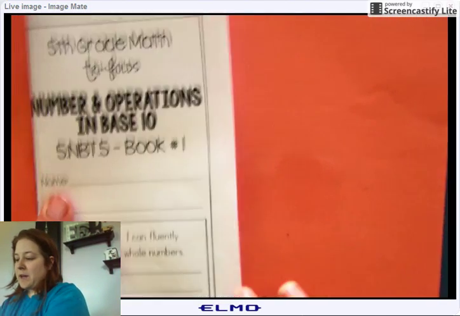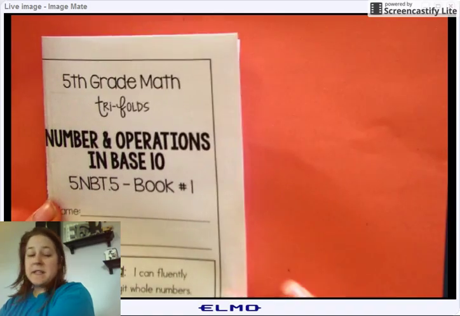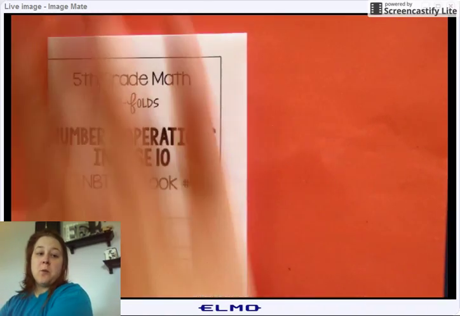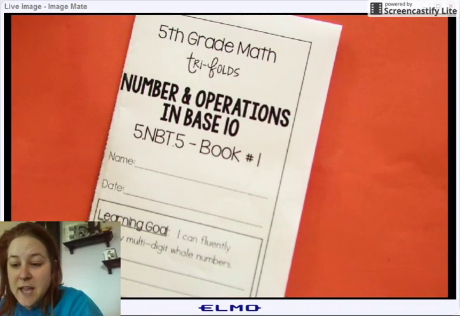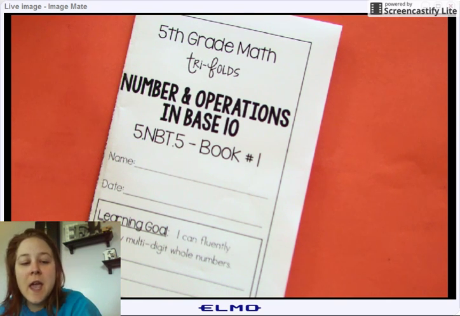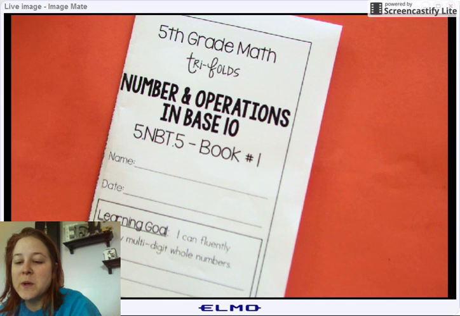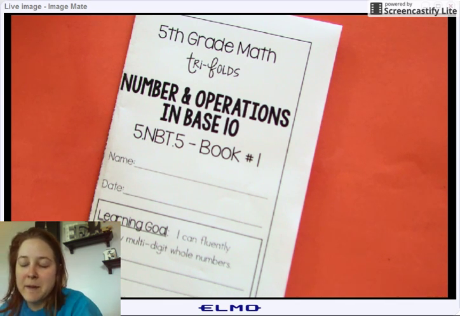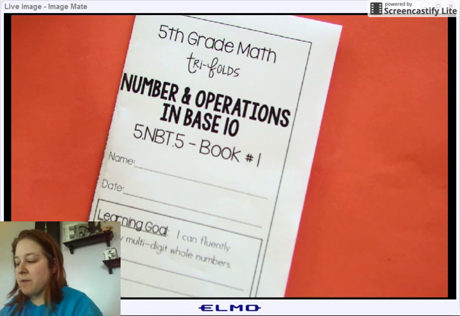Okay guys, we're going to be working on NBT5, and NBT5 does have to do with multiplication, and you've been shown many different ways in 3rd and 4th grade how to multiply. But in 5th grade, we do focus on the standard algorithm. So for some of you, that might be new. For some of you, this might be just a review.